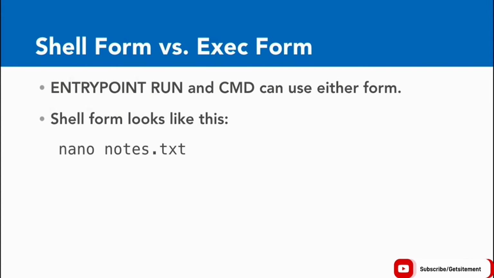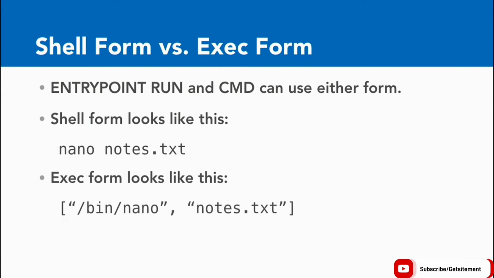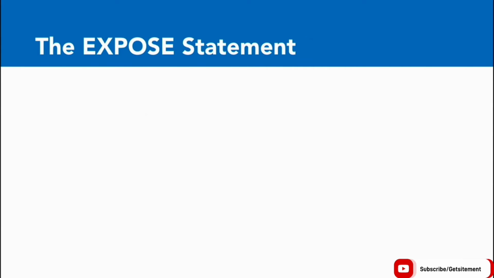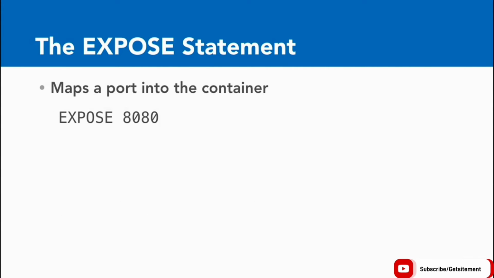Run can take a command to run in two different forms. The shell form looks like what you would normally type into a shell, nano notes.txt, and it will be run in a shell. The exec form looks like ["/bin/nano", "notes.txt"]. Note the commas there, they are important. This causes nano to be run directly, not surrounded by a call to a shell such as bash. So it's slightly more efficient. In general, you can use whichever form looks better to you.